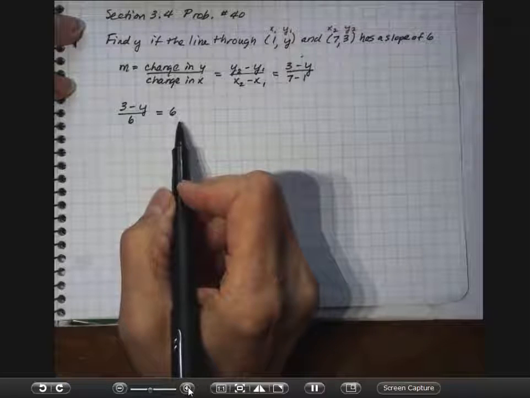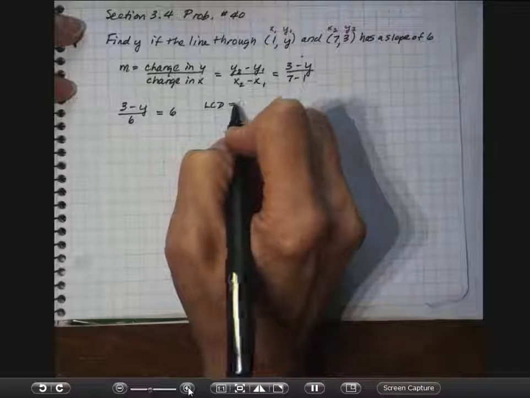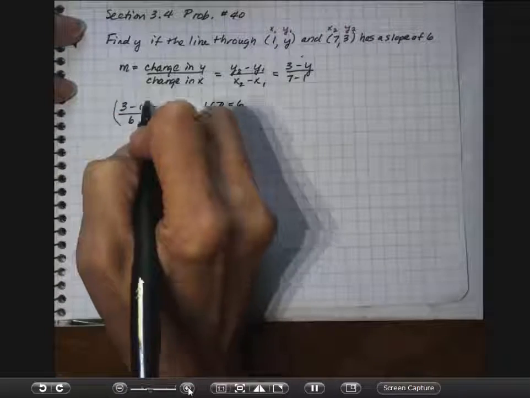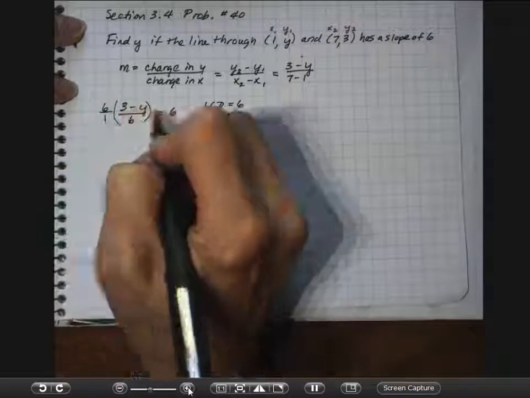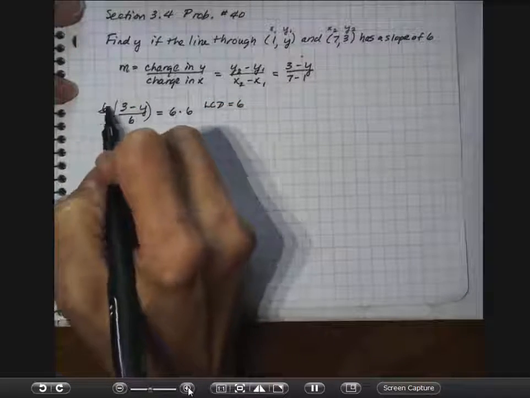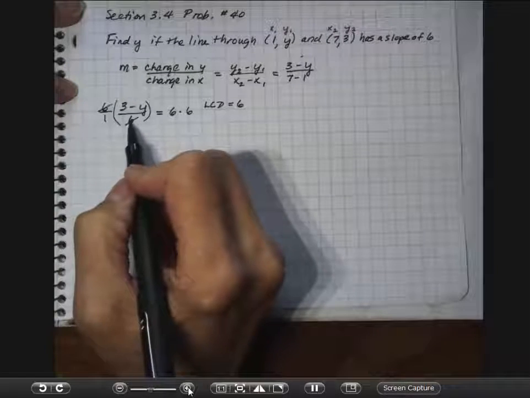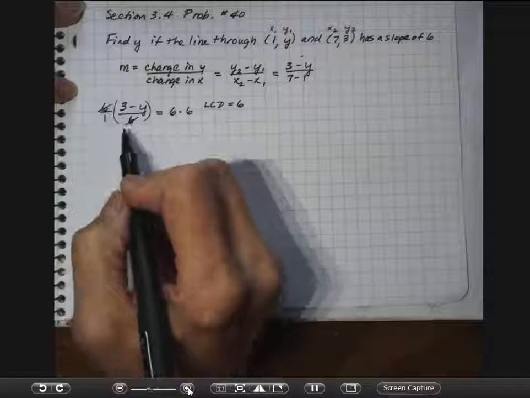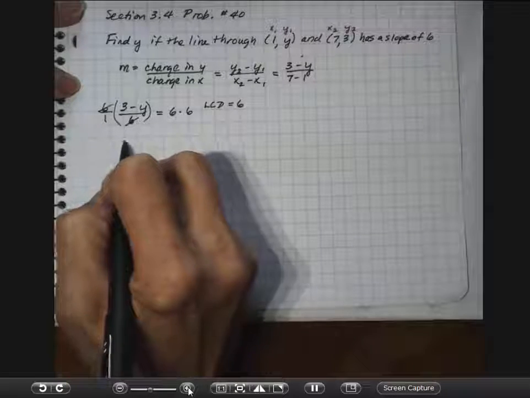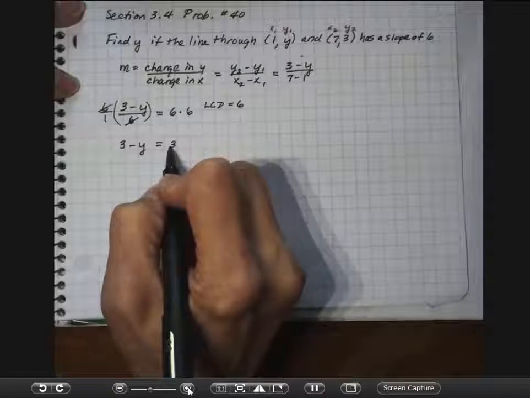To solve for y, I'm going to multiply by the LCD, and my LCD is going to be 6. So I'm going to multiply both sides of my equation by 6. On the left side, these 6's cancel out, so I don't have anything left in the denominator or in the numerator. So I end up with just 3 minus y. On the right side, I have 36.